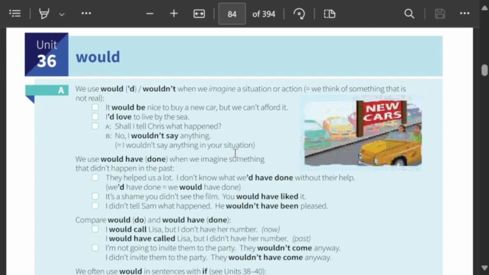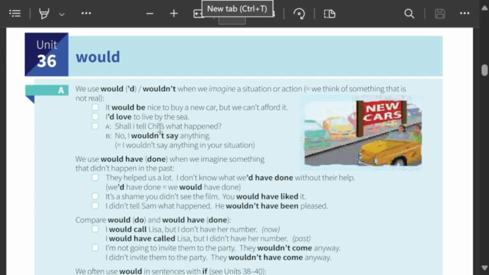Or this conversation, look. Shall I tell Chris what happened? No, I wouldn't say anything. I wouldn't say anything in your situation, you see? So, no, I wouldn't say anything. Wouldn't here means I would not say anything in your situation.